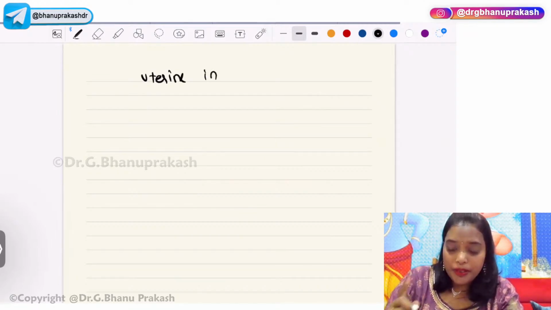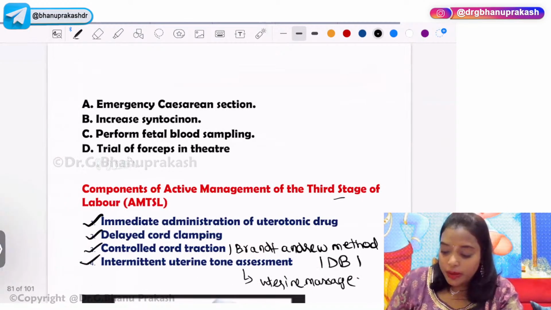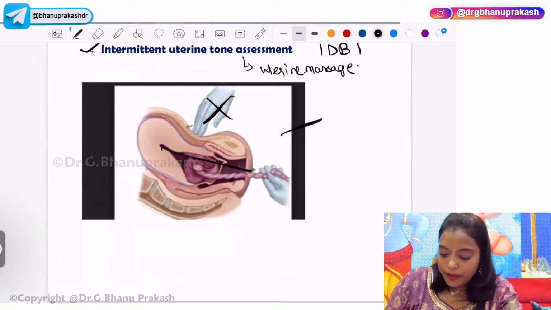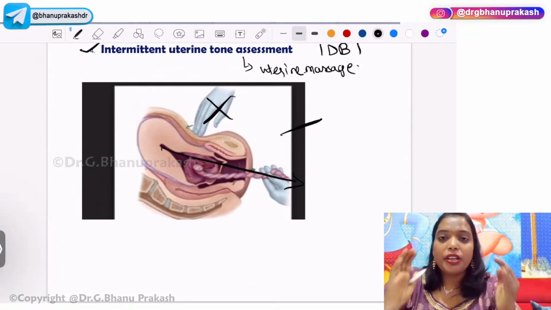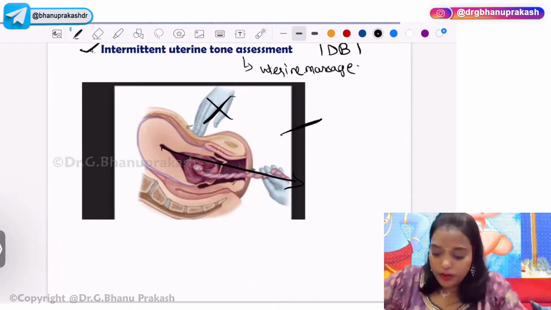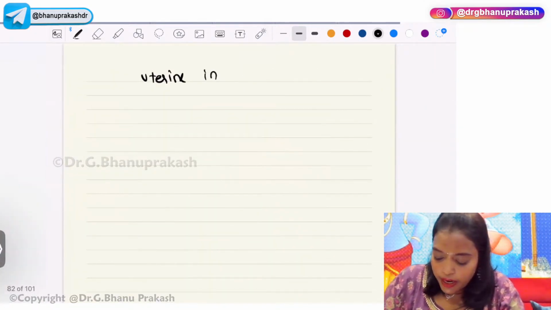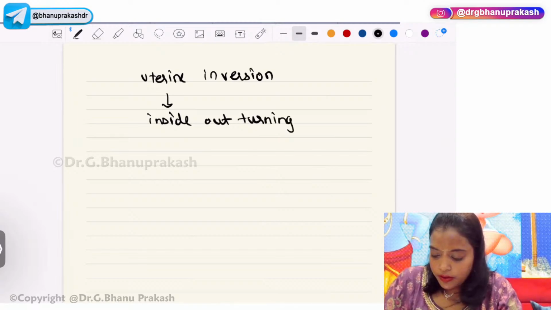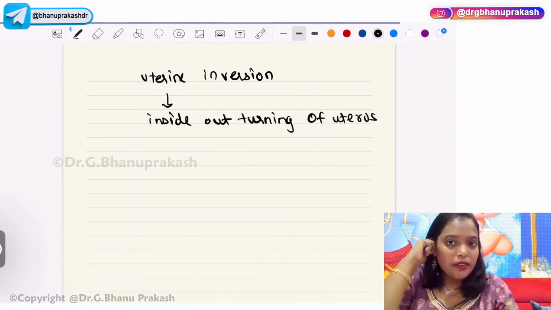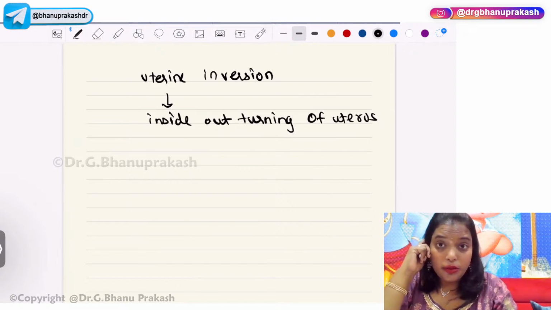It's not prolapse. The difference between prolapse and inversion is, in prolapse the uterus will come out the same way, but in inversion the uterus will turn inside out. Okay, so uterine inversion is inside out turning of the uterus.